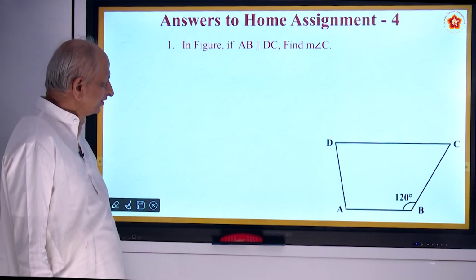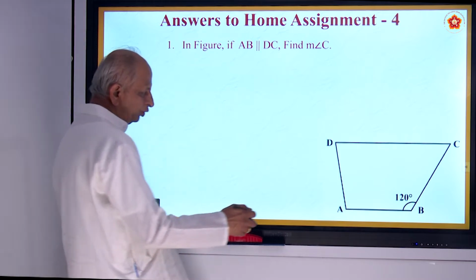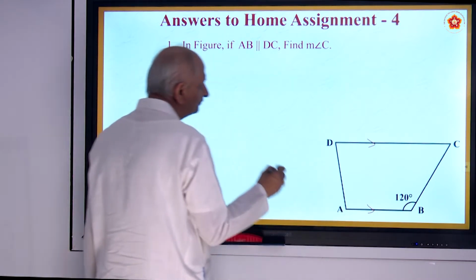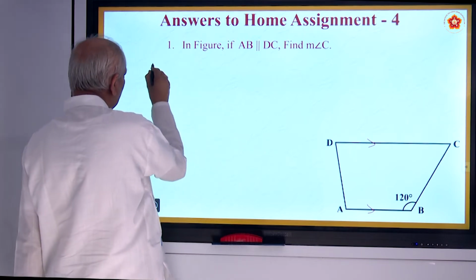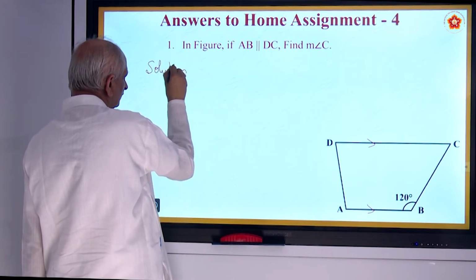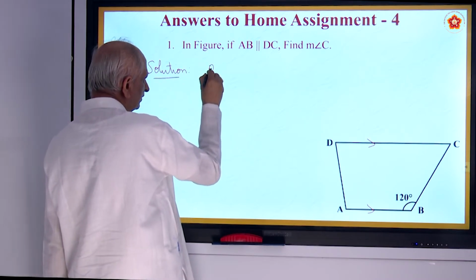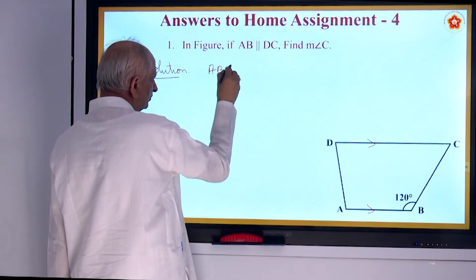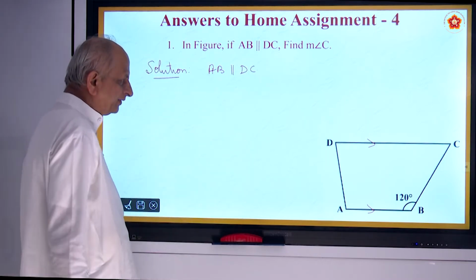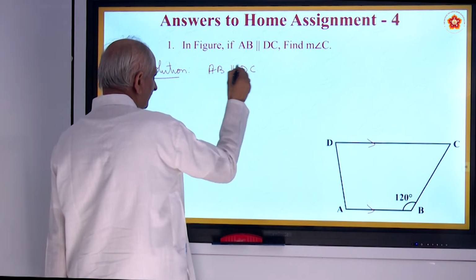Now, let us try to answer the home assignment. In the figure, AB is parallel to CD. How to show they are parallel? This mark you must write. So, what is the solution? AB is given parallel to DC. So, what is that figure? This figure is a trapezium.